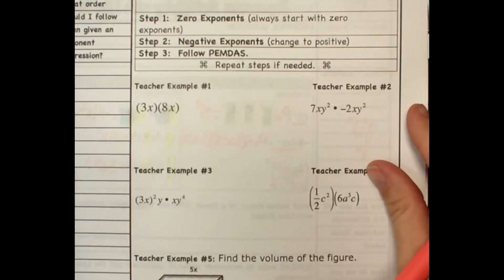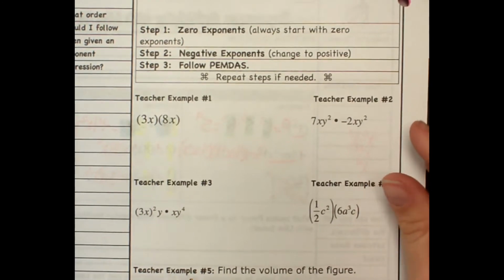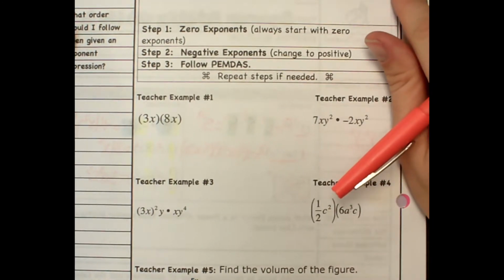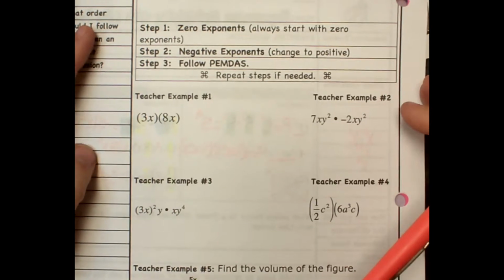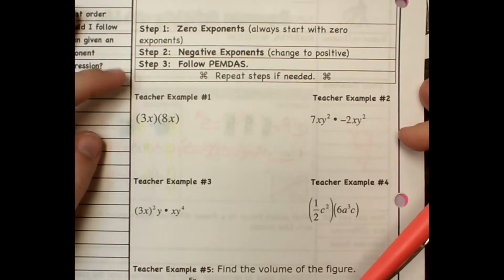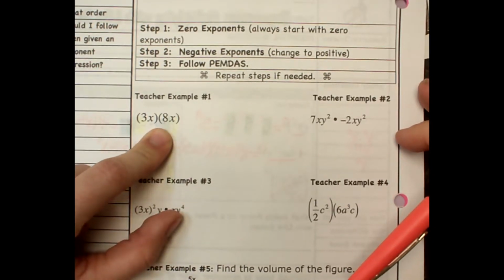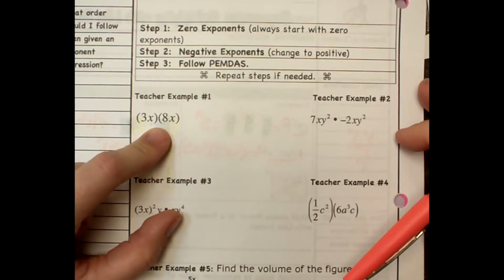So there's our steps. Just to remember, step 1 is we take care of 0 exponents. Step 2 is negative exponents, and then we follow PEMDAS. Repeat steps if needed. So step 1, are there any 0 exponents? No. Step 2, negative exponents? No. Now we follow PEMDAS.